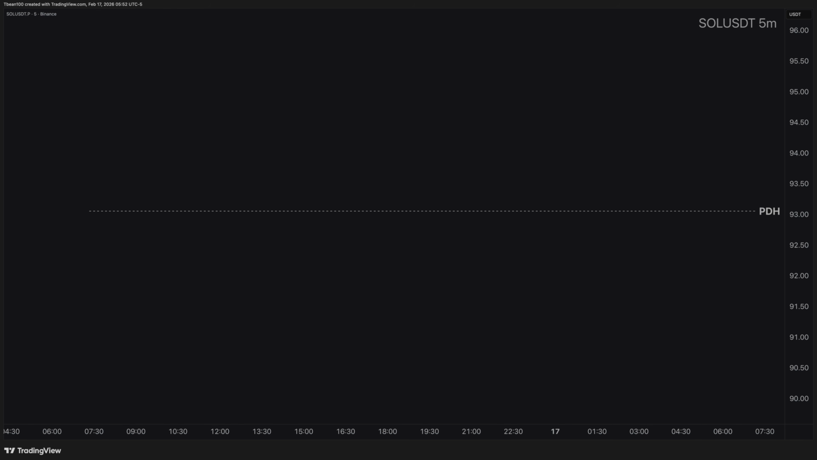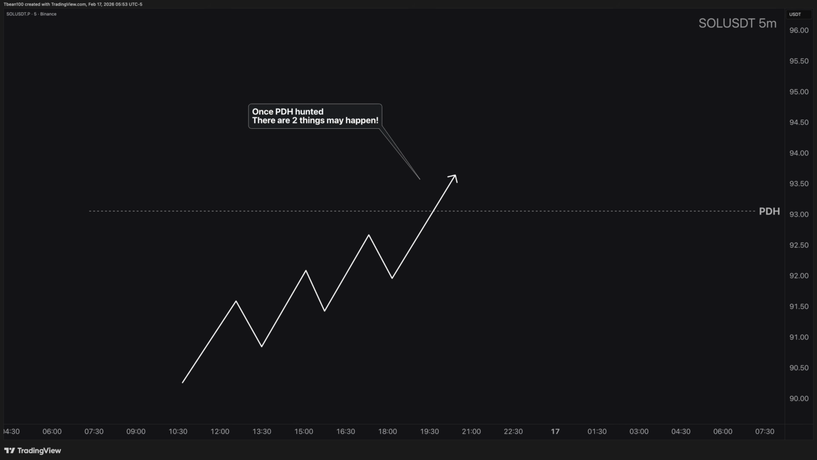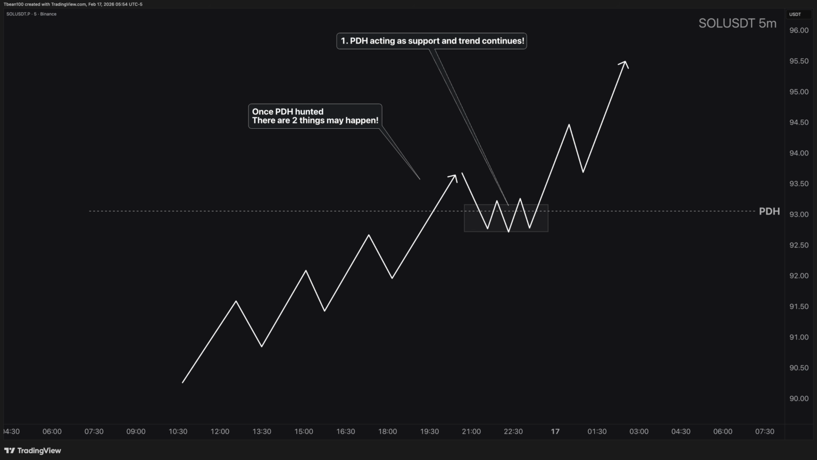Okay, what I want to say here is that institutional levels like the previous day's high and low or the week's high and low can sometimes be very tricky areas to trade around. As you already know, we normally expect price to hunt these levels, especially when the price is trading very close to these zones. However, once that area gets hunted and liquidity is swept, there are usually two possible outcomes that can follow.